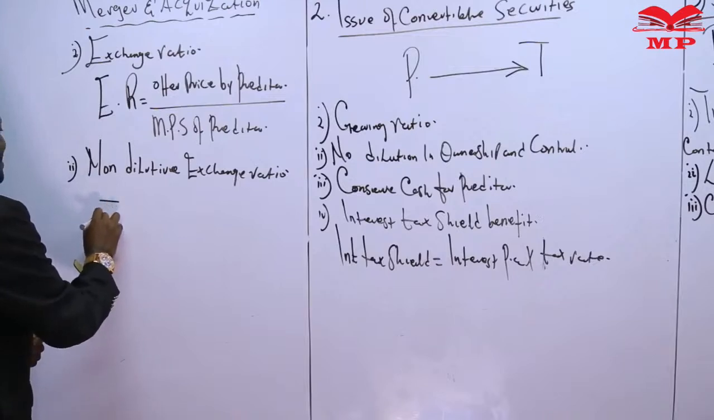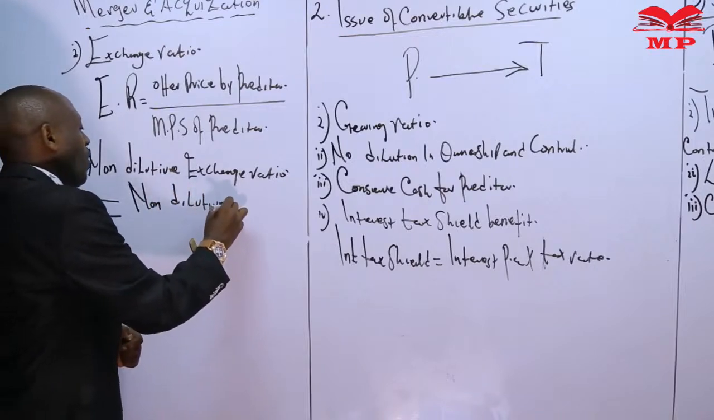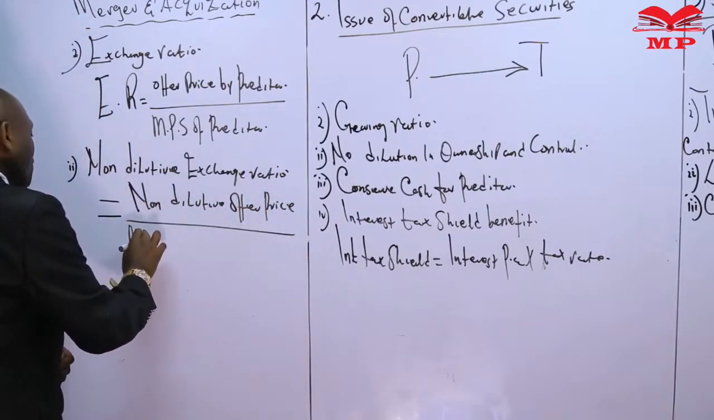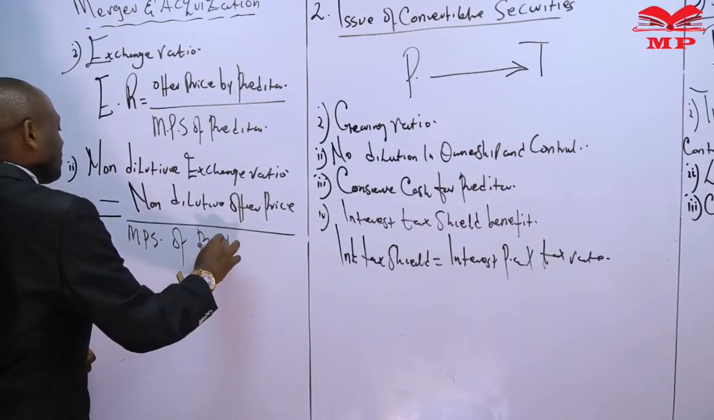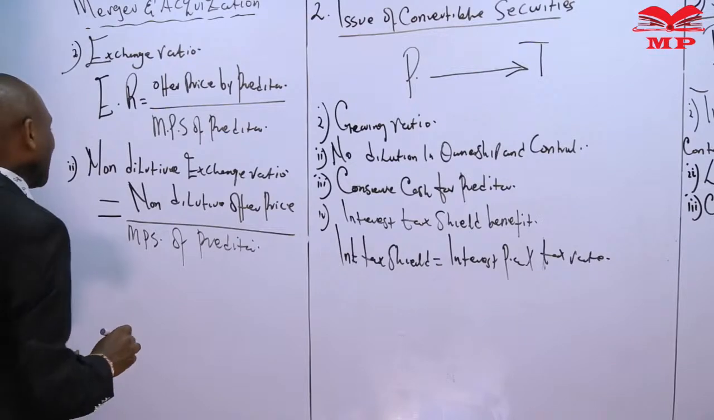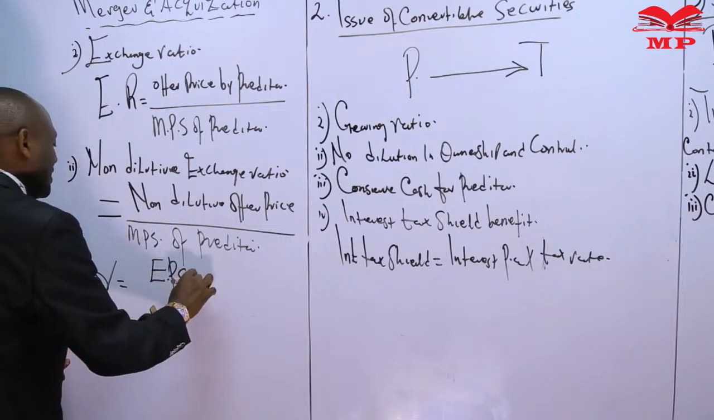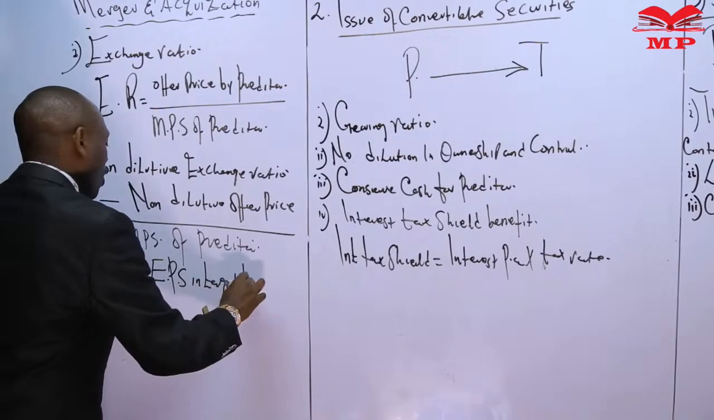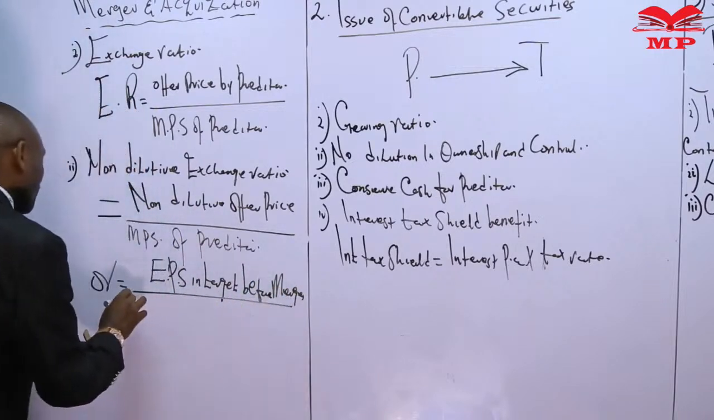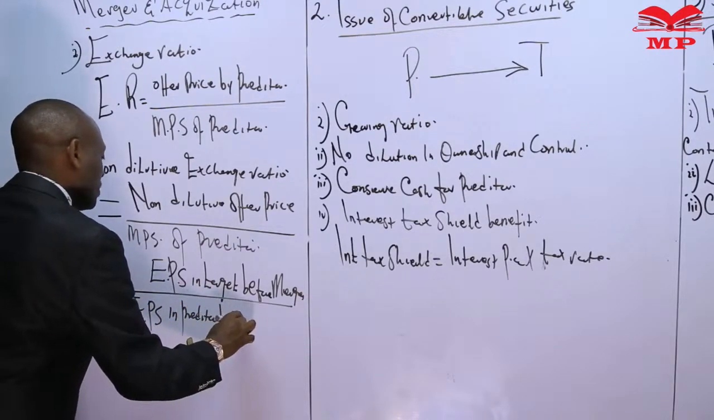So the non-dilutive exchange ratio is given by non-dilutive offer price, you divide by the market price per share of predator. The non-dilutive offer price divided by market price per share of the predator, or it is given by the earnings per share in target before merger divided by the EPS in predator before merger.